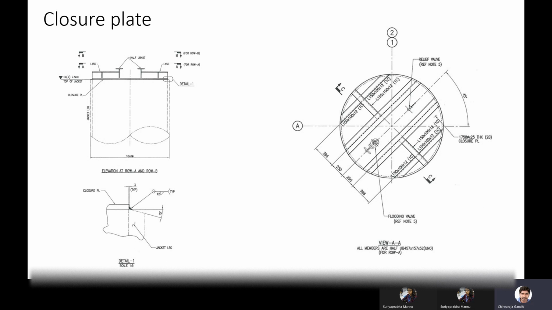But if you want an effective design, and if you want to minimize the buoyancy tank, then you have to go for a closure plate as well as the buoyancy tank.